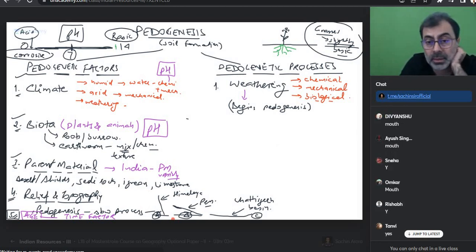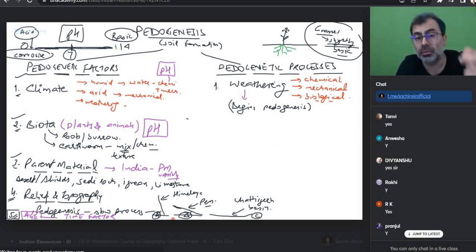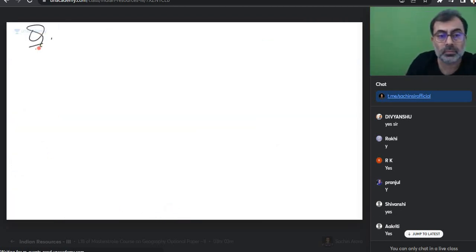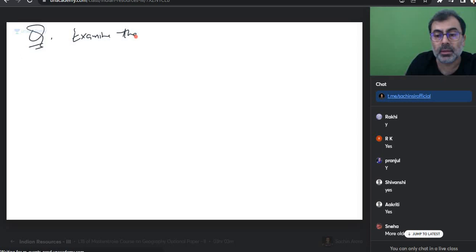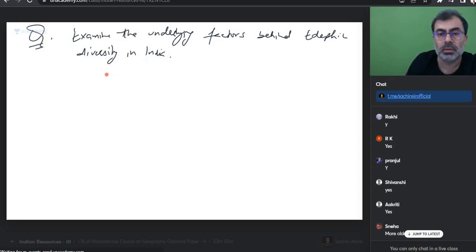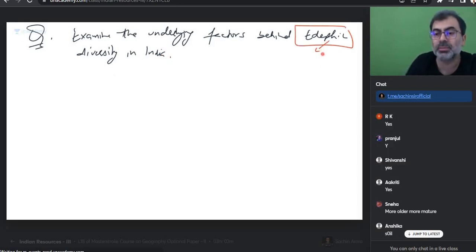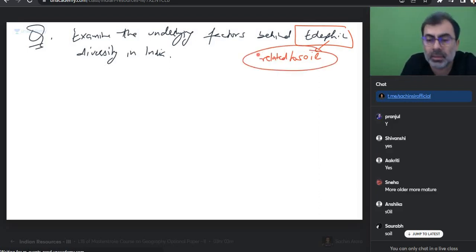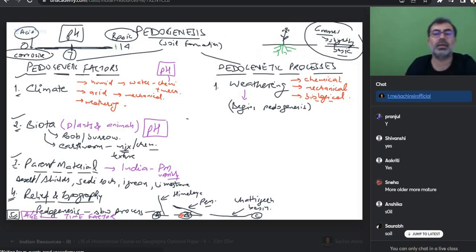So I'm not giving you, I said diploma is not about theory. Can you see what I'm doing with you is: examine the underlying factors behind edaphic diversity in India. So we can write edaphic, to impress. You know, some students impress me. Edaphic means related to soil. Whenever you get the word edaphic, you can write one more thing after edaphic: edaphic regime diversity. Oh my God, what did he write? English. Whenever the word edaphic comes, that means soil. Is everyone okay? Did the factors make sense? Weathering is a process. Second interesting process is translocation.